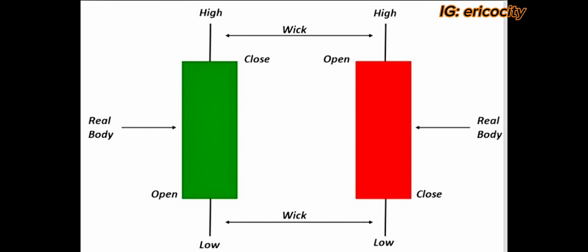Okay, so this diagram presents us with two candlesticks. The green candle represents the bullish or buy candlestick, while the red candle represents the bearish or sell candlestick. From the labeling, both candlesticks share almost the same similarities. They both have highs and they both have lows. They both have real bodies and they both have wicks. What differentiates these two candlesticks are their opening and closing prices.